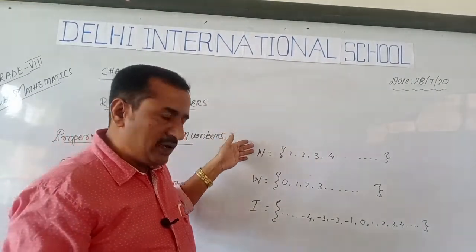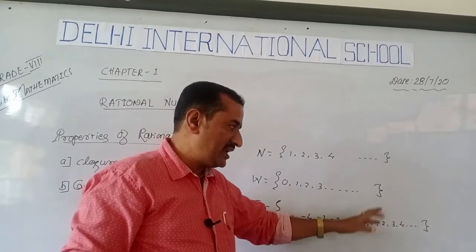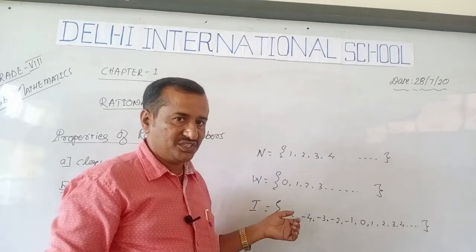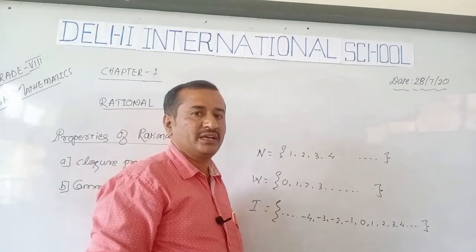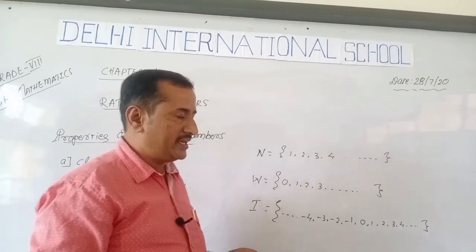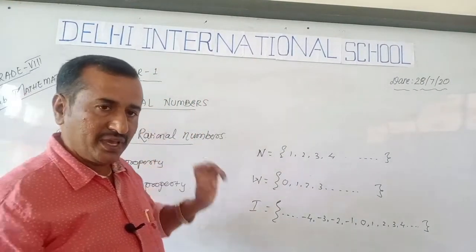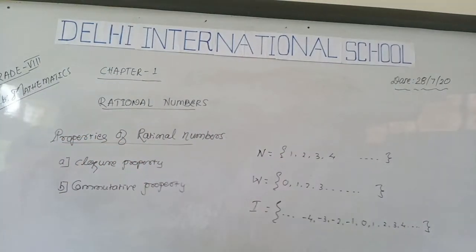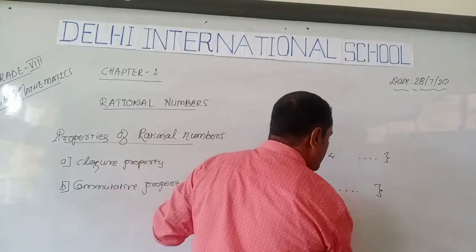You have studied all this in your lower class, and sums related to this: addition, multiplication, subtraction, those binary operations, and representation of these numbers on the number line. Right? So, after this, the next type of number is rational number. The lesson that you have is rational numbers. This also you learned a little bit in your 6th standard. Now, what are rational numbers?